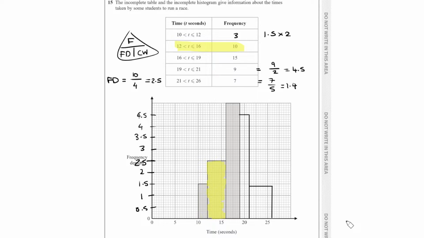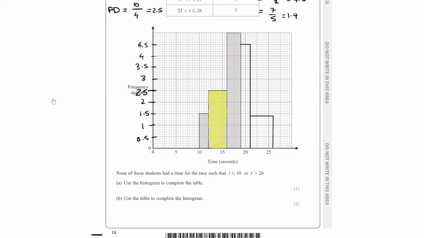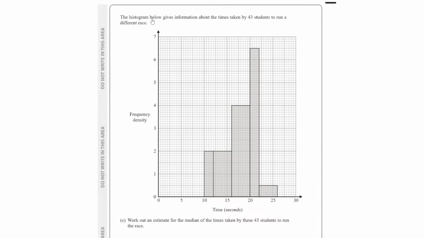Okay, so that's all of part A and part B. As you can see, complete the table, complete the histogram. There is a part C on the next page. So the histogram below gives information about the times taken by 43 students to run a different race. So this is completely different. Okay, we've moved on now.